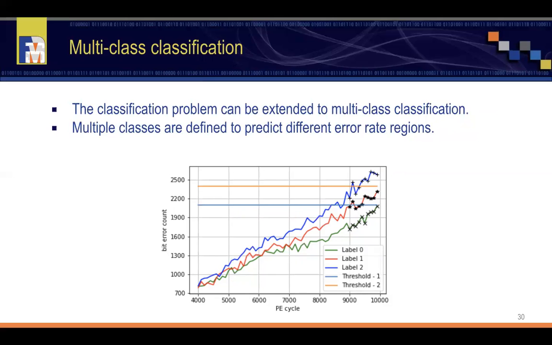So in this plot, we have three samples from three different classes. The classes are labeled as label 0, label 1, and label 2, and there are two corresponding thresholds used to label them. Class 0 has an error count below threshold 1. Class 1 has an error count between threshold 1 and threshold 2. And class 2 has an error count higher than threshold 2. Class 0 is presented by the green curve, class 1 is the red curve, and class 2 is the blue curve. This is just an example of a three-class classification, and all the mentioned algorithms here can be trained for a multi-class classification problem.